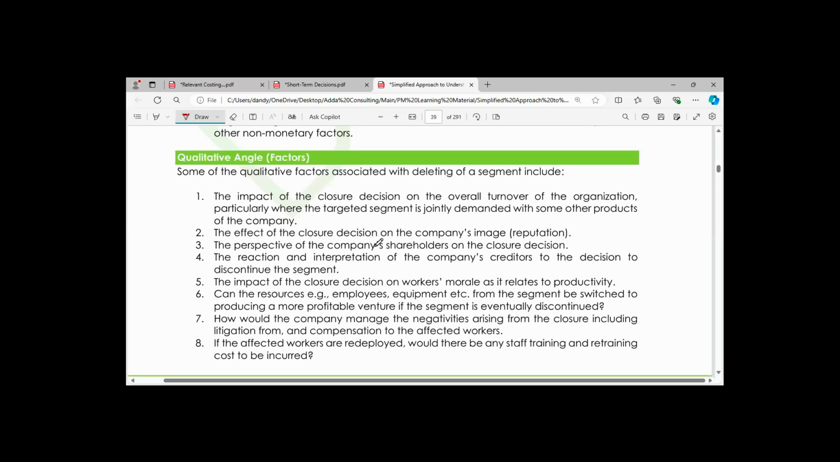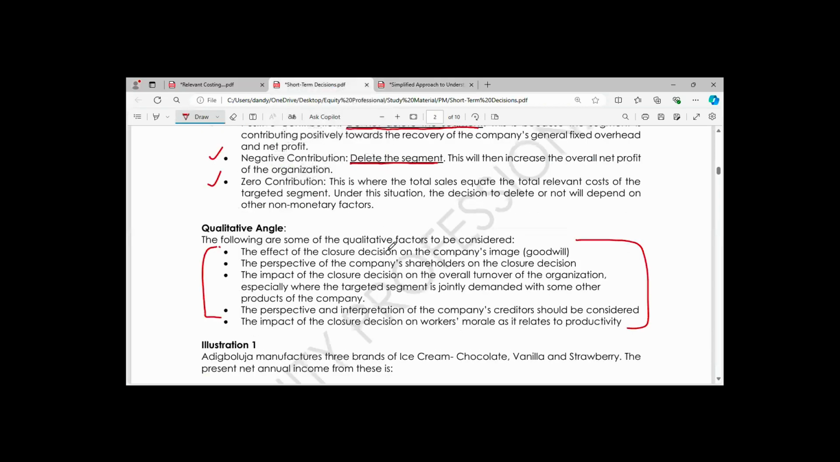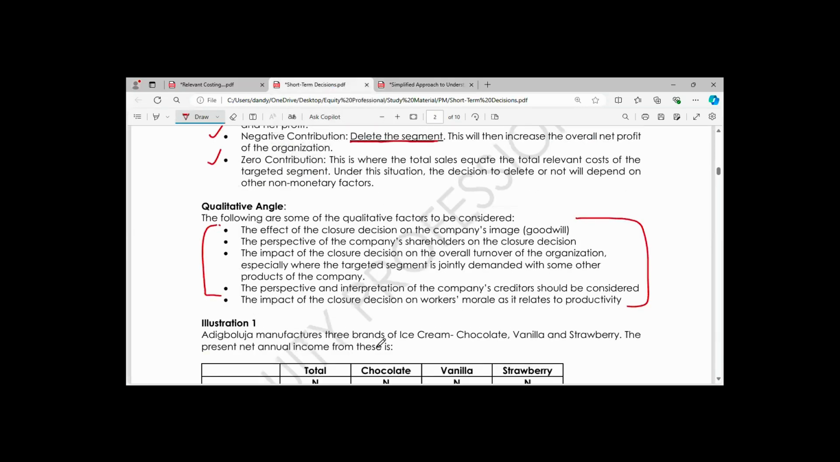the impact of the closure decision on the overall turnover of the organization should be considered, particularly where the targeted segment is jointly demanded with other company products. Okay, let me explain that again. When you want to delete a particular segment or a product, you need to consider the impact of that closure decision on the company's turnover. Turnover is the same thing as revenue.